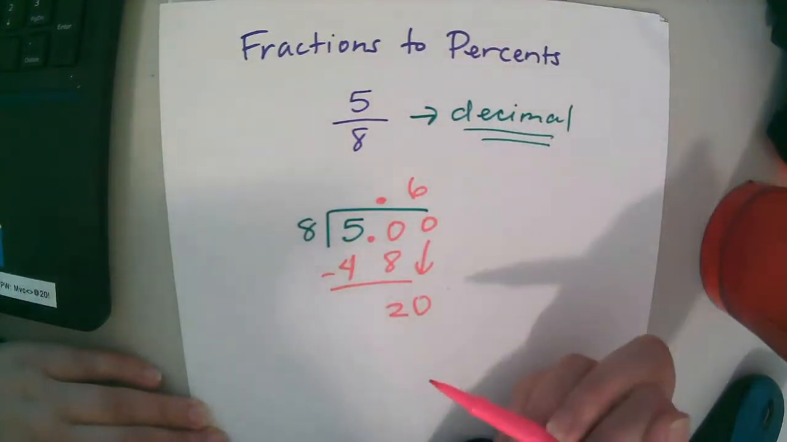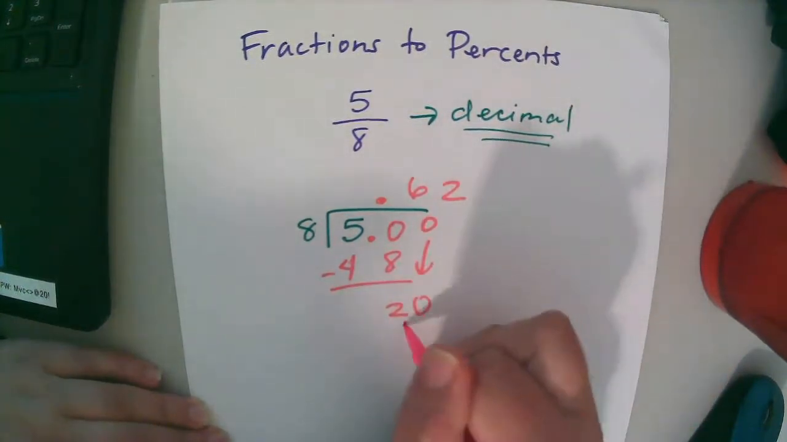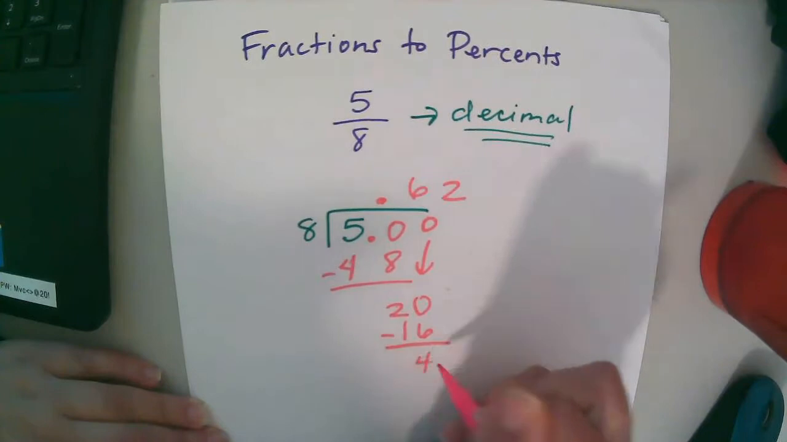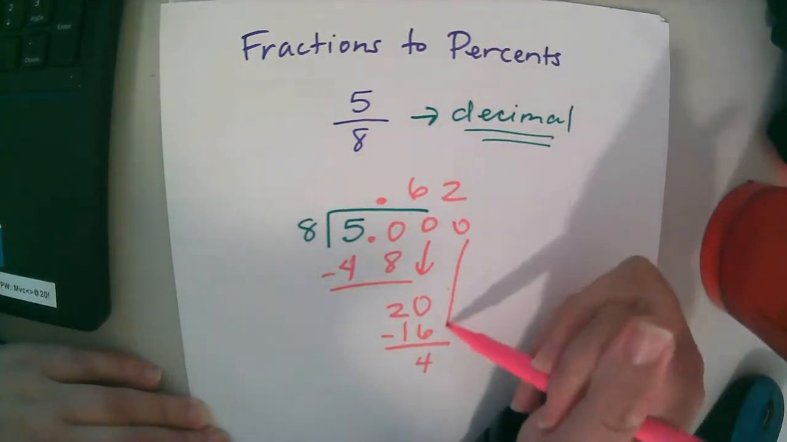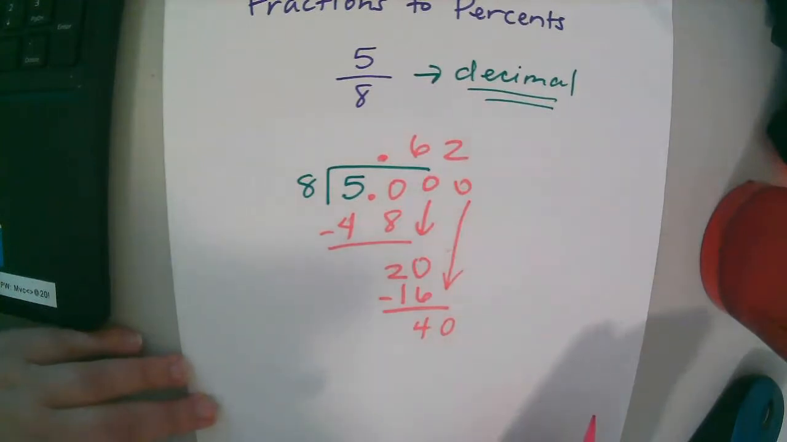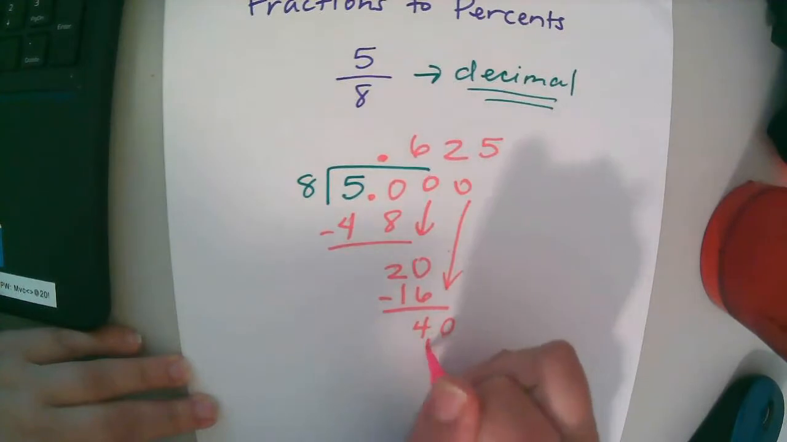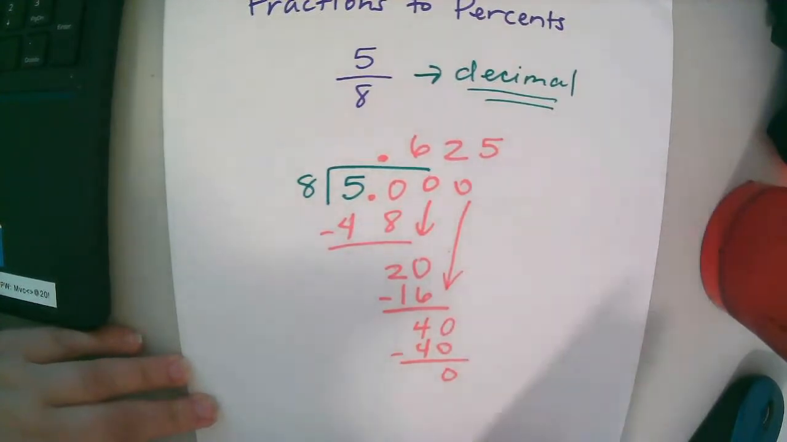Can 8 go into 20? Yes, it can. It can go in 2 times. So 8 times 2 is 16. Subtract, 4, add another 0, bring it down. Can 8 go into 40? Yes, it can. It goes into 40 5 times perfectly. 8 times 5 is 40, and we're done.